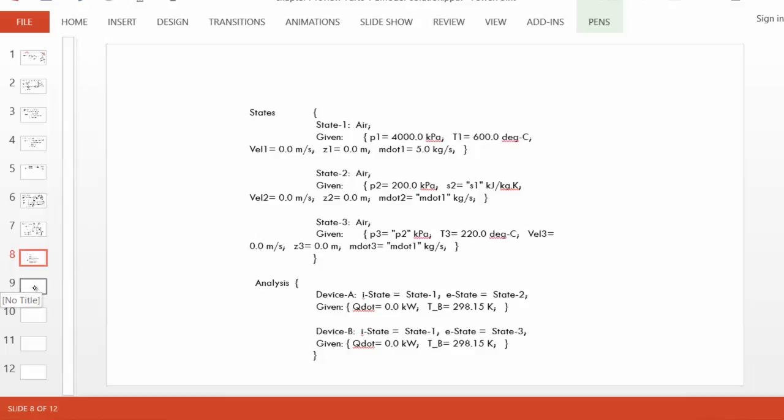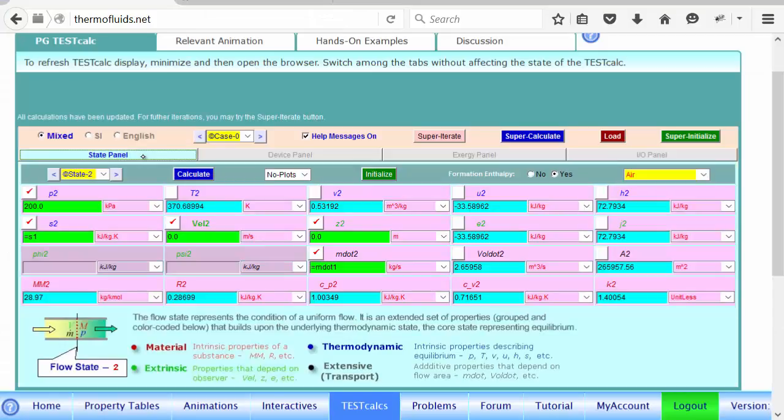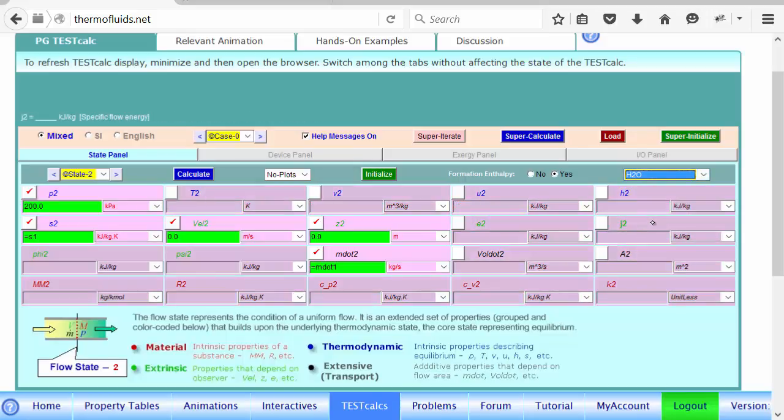Just one more idea. Notice that we have solved this turbine problem for air. Suppose this problem involves H2O. How will the result change? So suppose we select H2O. Yes, H2O can be treated as a perfect gas. Suppose H2O is superheated. In that case, the perfect gas assumption is not that bad. But let's calculate what happens to the turbine. All we do is select H2O and super calculate.